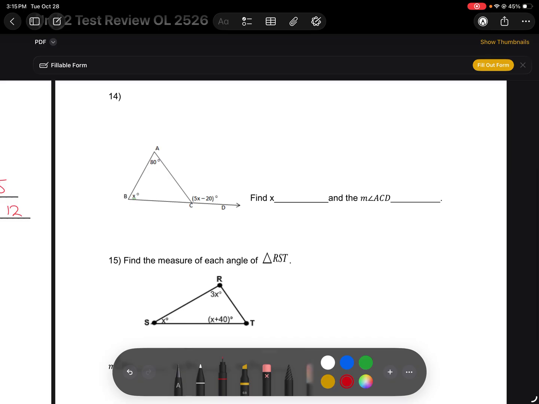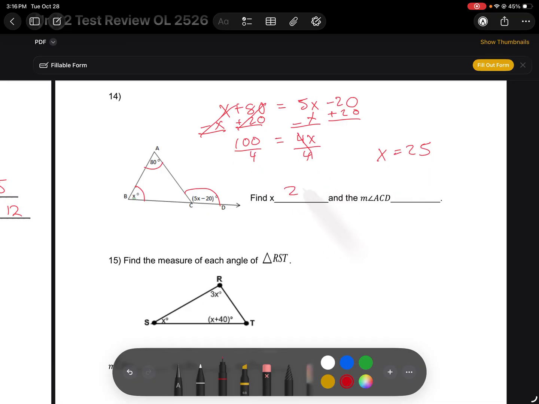Alright, number 14, same thing. We have our two inside angles added up equal to our outside angle. You can solve for x by adding 20 to both sides and subtract x from both sides. This will leave me with 4x is equal to 100. Then we can divide by 4 on both sides, where x is equal to 25.